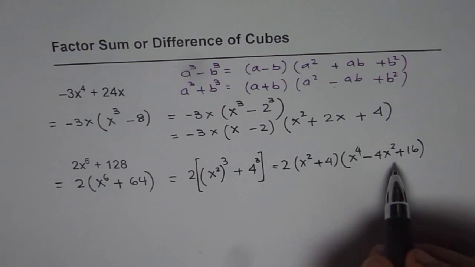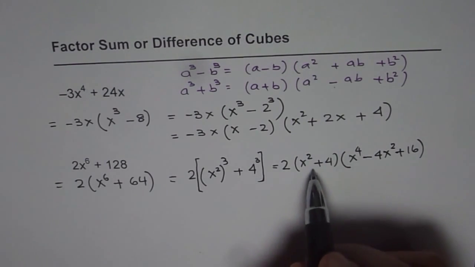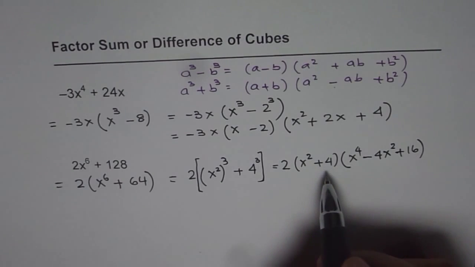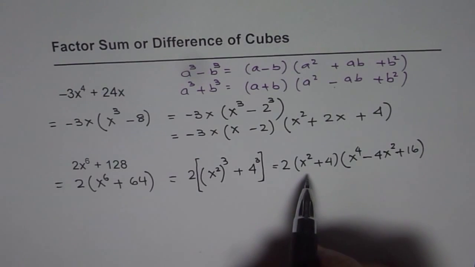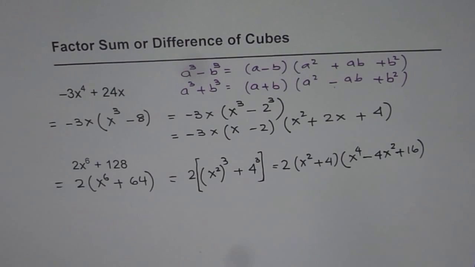Now this cannot be further factored, correct? If this had been minus here, we could have factored, correct? X squared minus 4 could have been factored. But that is the final answer, right? I hope with this you understand and appreciate how we can write them in the form of difference of cubes or sum of cubes, apply the formula, and then factor, correct?